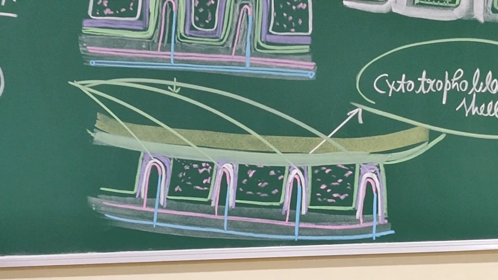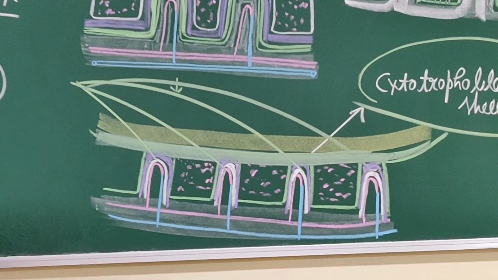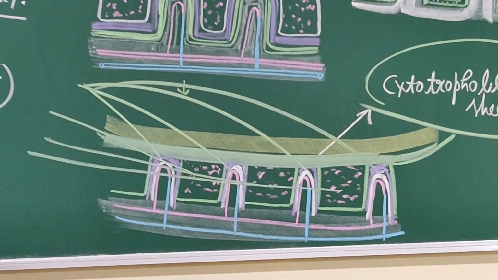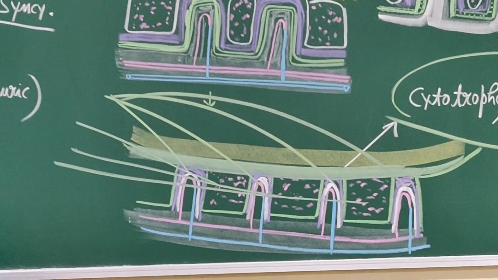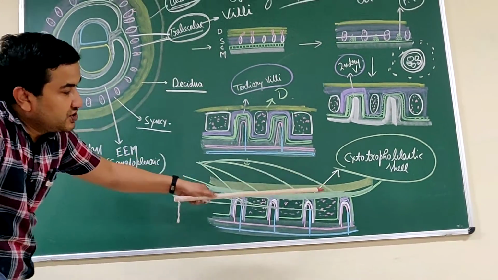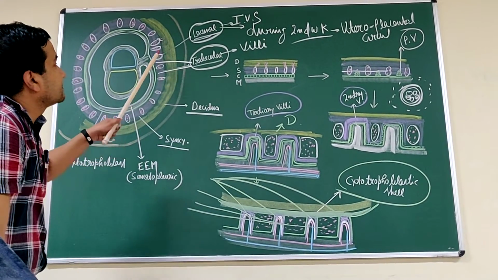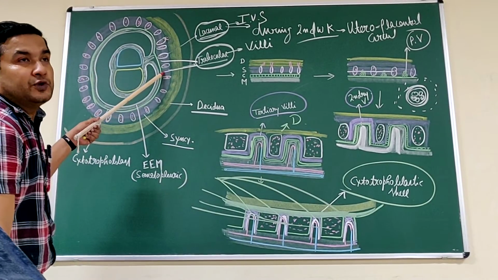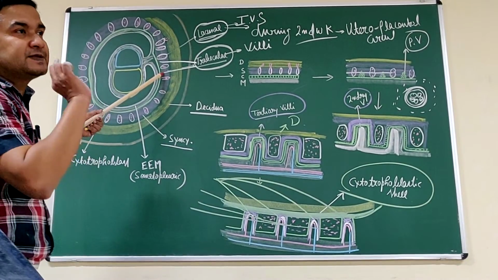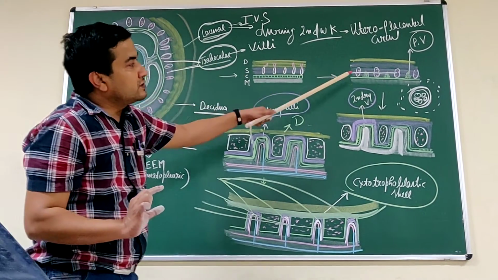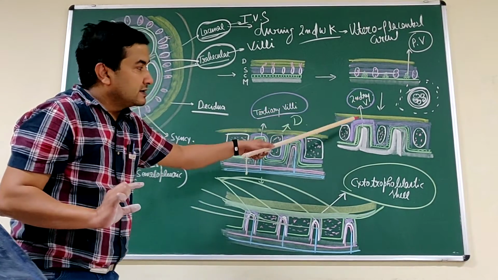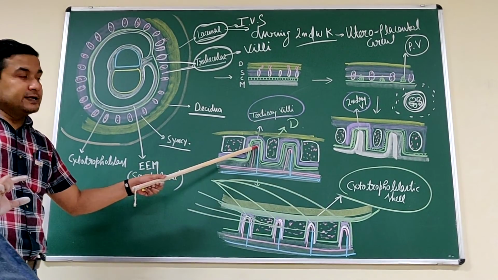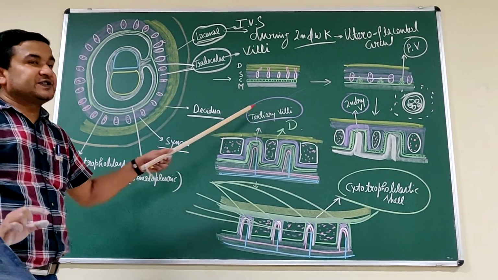These are the villi, tertiary villi, and these are the intervillous spaces. So we see that lacunae change into the intervillous space containing the maternal blood, while this trabeculae, which was initially made only of syncytiotrophoblast, how the cytotrophoblast invaginates, then how the extra embryonic mesoderm enters, and how vessels are formed, ultimately changes into the tertiary villi.